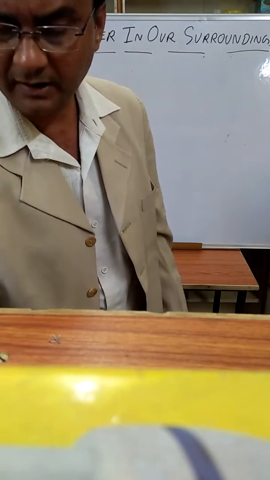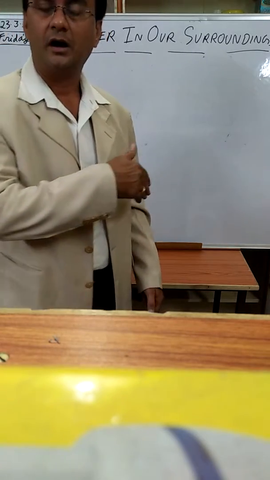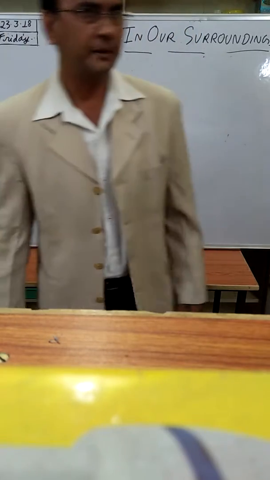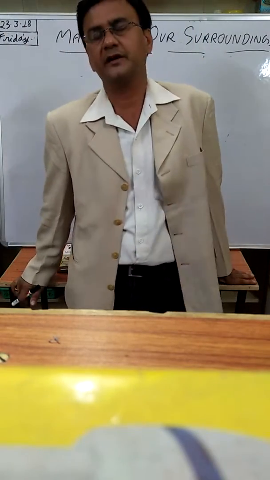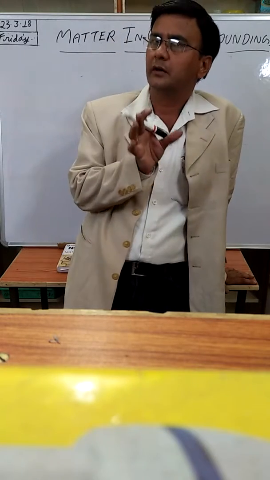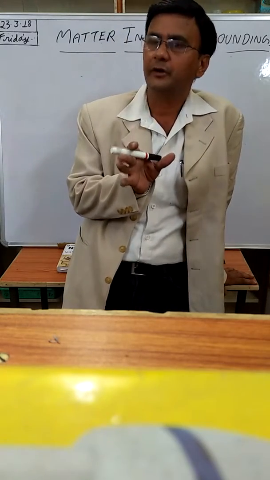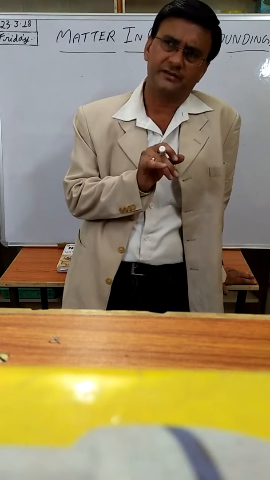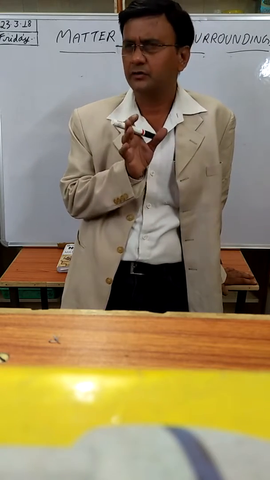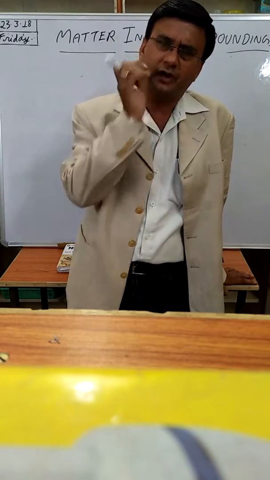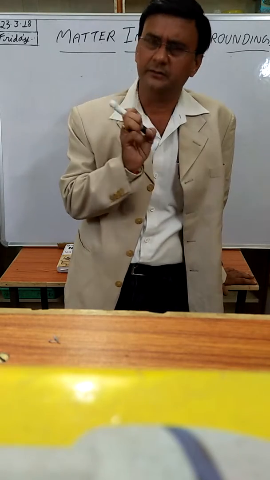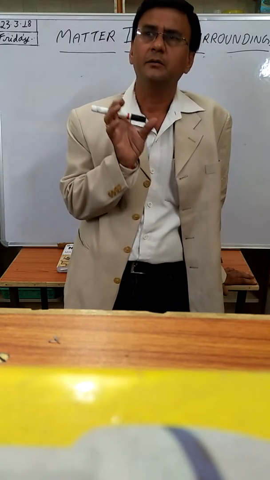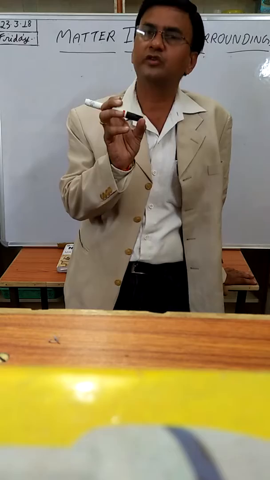Now the particles of matter attract each other. How can this be proved? If the particles of matter did not attract each other, then you could not see a solid or a liquid or a gas in your surroundings. The force of attraction is the highest in the solid state. That is why solids are rigid. Rigid means hard, tough, because the forces of attraction between the solid particles are very high. So they are very closely packed.